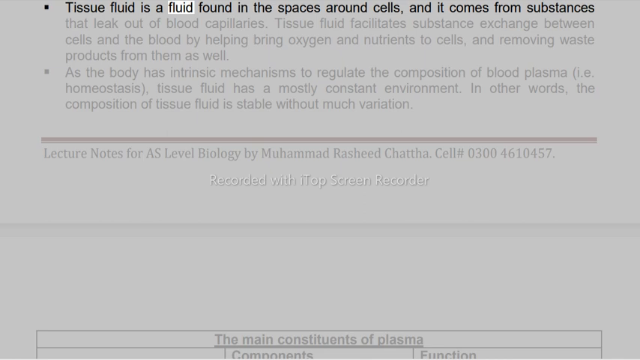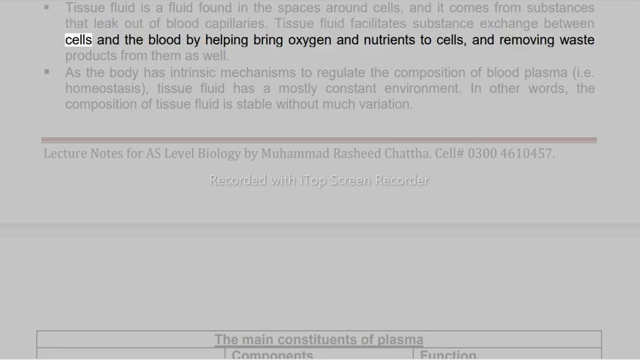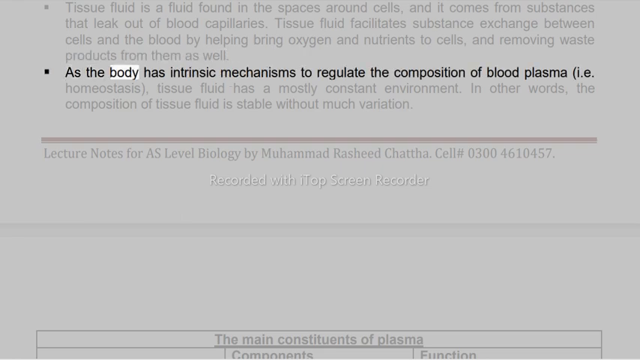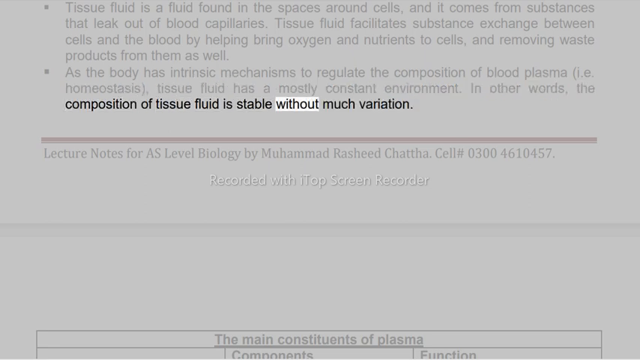Tissue fluid is a fluid found in the spaces around cells, and it comes from substances that leak out of blood capillaries. Tissue fluid facilitates substance exchange between cells and the blood by helping bring oxygen and nutrients to cells, and removing waste products from them as well. As the body has intrinsic mechanisms to regulate the composition of blood plasma, i.e. homeostasis, tissue fluid has a mostly constant environment. In other words, the composition of tissue fluid is stable without much variation.